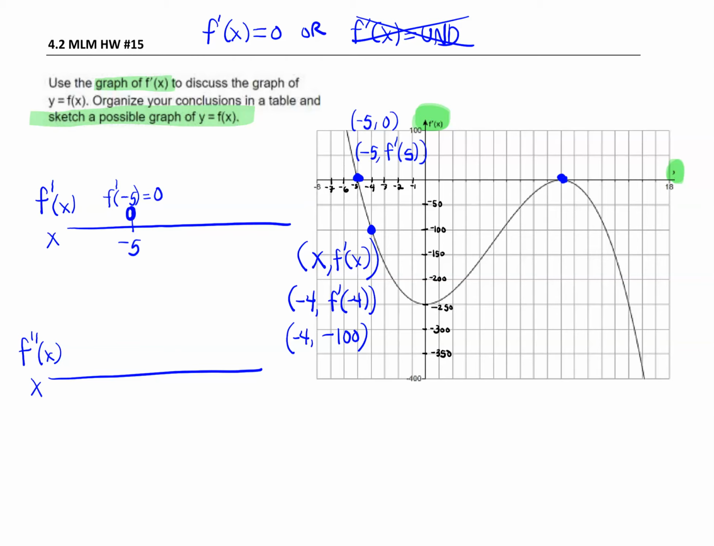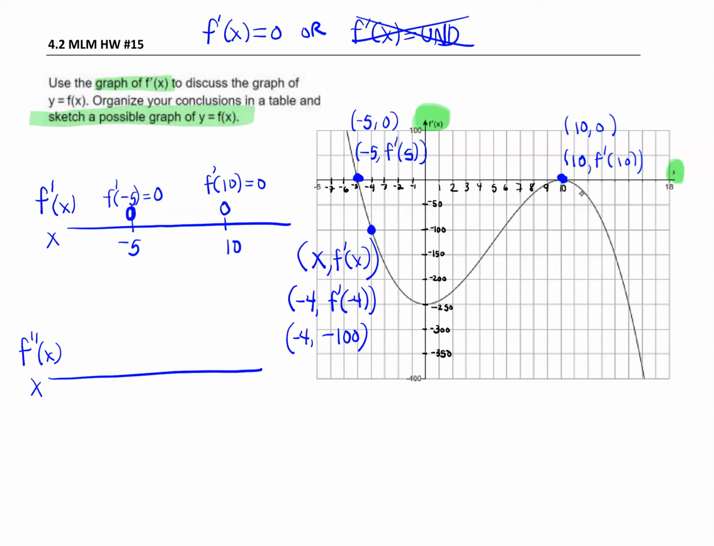And then again on this point, if I input a 10 into what's being graphed, which is f prime, I get a 0 out. That's what's happening. So again, if I input a 10, I'm going to get a 0 out, and that's putting 10 into what was being graphed, which was the f prime function.